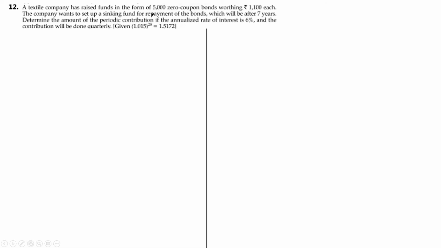So here 5,000 zero coupon bonds worth rupees 1,100 each has been sold. So after 7 years they have to settle this much amount, 5,000 into rupees 1,100. We need to find the amount of periodic contribution if the annual rate of interest is 6% and contribution is done quarterly.